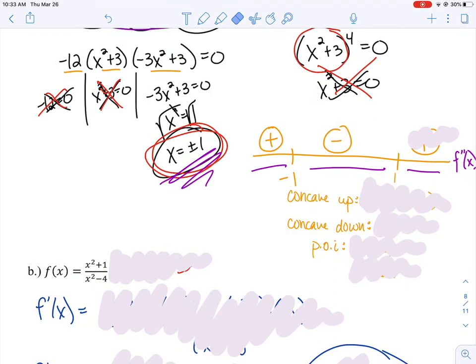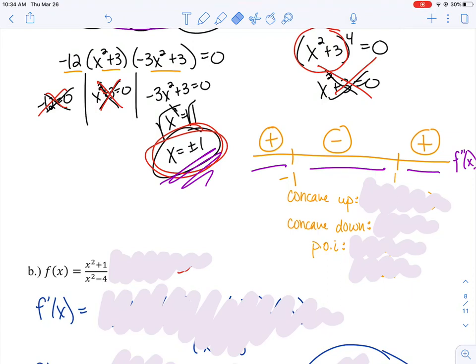Okay, in the interval from -1 to 1, when I plugged in a number, I tried 0 because that was the easiest. I ended up getting a negative. In the interval greater than 1, I plugged in 2 into my second derivative, and I ended up getting a positive. So I have positive, negative, positive. This should help us figure out our concavity and if we have any points of inflection.